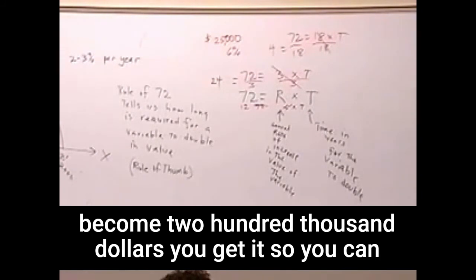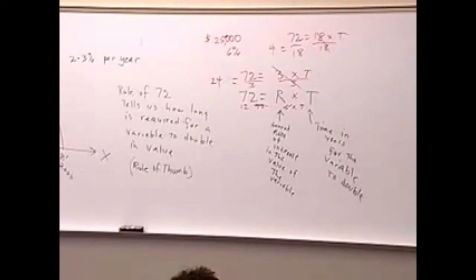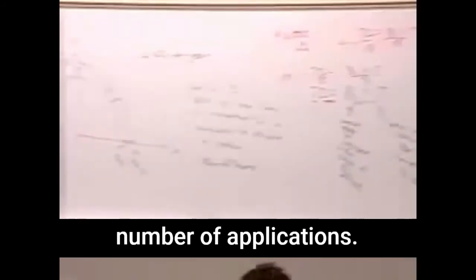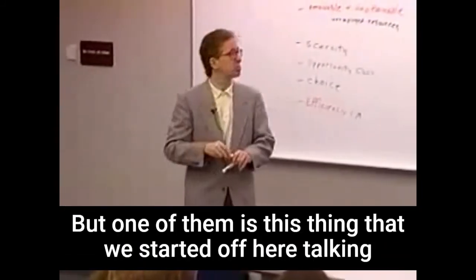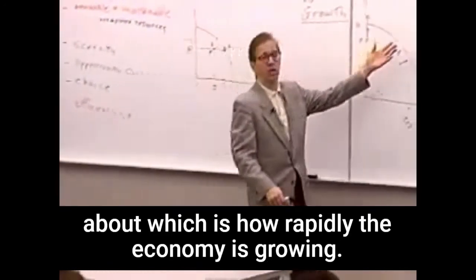You get it? So you can use this rule of thumb, and I'll see if I can get an opportunity for you to use it on test day. But this rule of 72 can be used for a large number of applications, but one of them is this thing that we started off talking about, which is how rapidly the economy is growing.